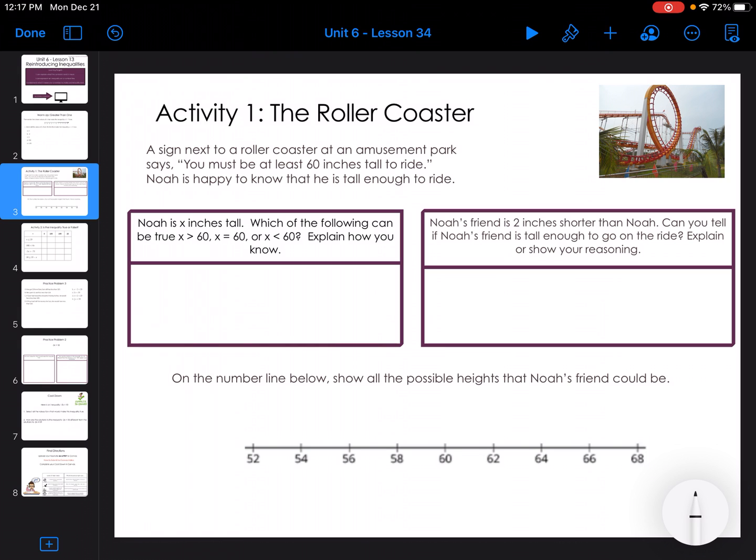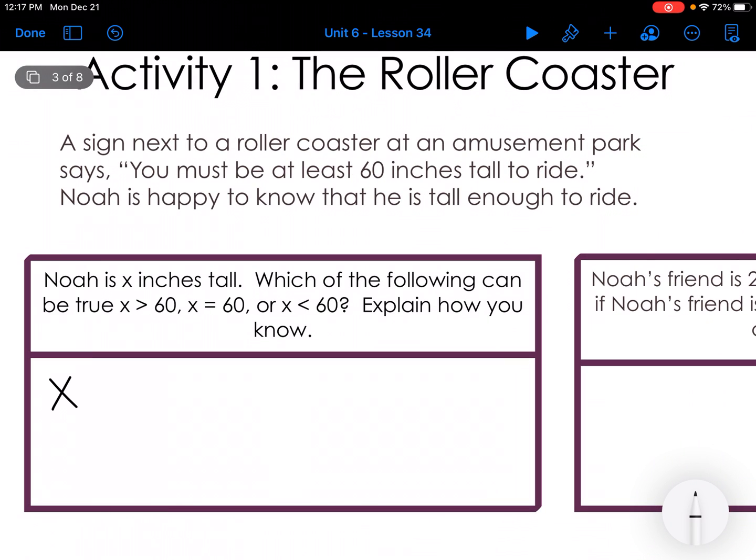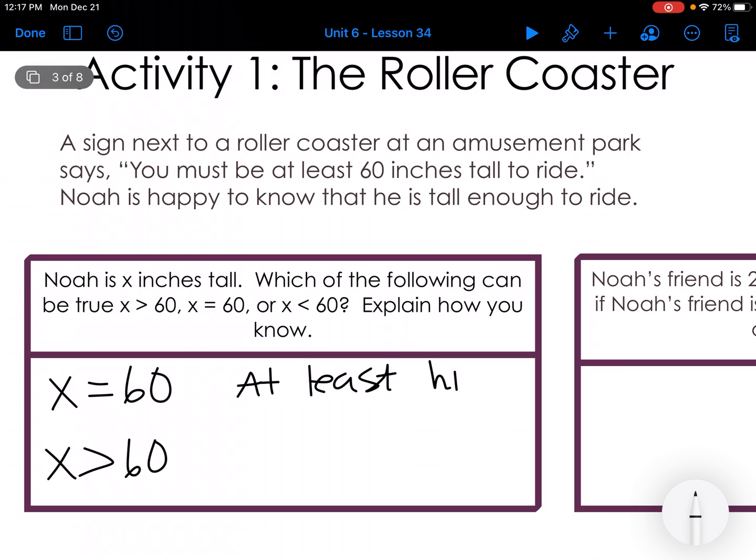Okay, so if he is able to ride, and you have to be at least 60 inches tall, then it could be X is equal to 60, so he could be 60 inches tall, or he could be greater than 60 inches tall, because he must be at least, or his lowest height is equal to 60 inches.